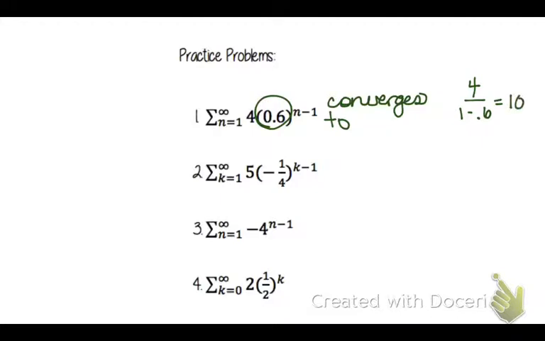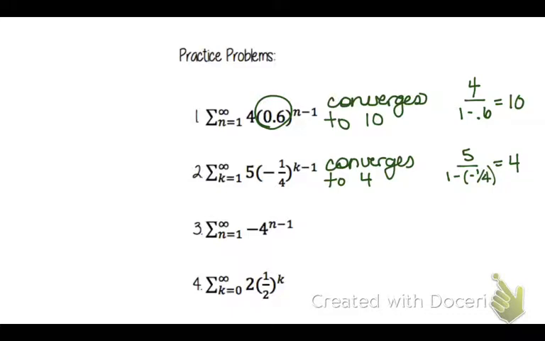Okay. For problem number 2, the r value is negative 1/4. So again, that is our common ratio. The absolute value is less than 1. So again, this one is going to be an example where it converges. And then to see where it converges to, we would take the first term, 5 as a sub 1, over 1 minus the negative 1/4. So that does end up turning into a positive. So we would have 5 divided by 1.25. And so that series is going to converge to 4.